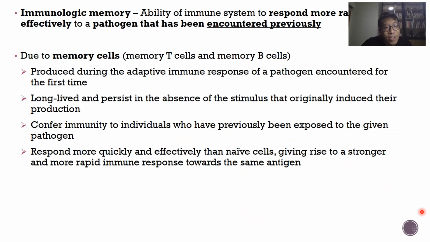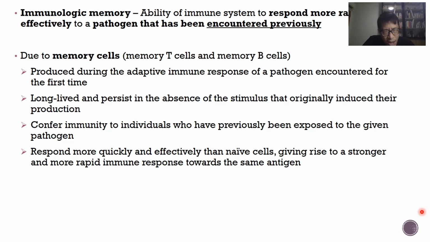That is mainly due to the memory cells. In the previous lecture, we focused only on the memory B cells, because that's what the syllabus seems to focus on. But you should know that there are also memory T cells, be it the T helper cells or the cytotoxic T cells. They also form memory cells, as well as the B cells. So in this part of the lecture, I'll just call them memory cells in general, but you know that it includes memory T and memory B cells.